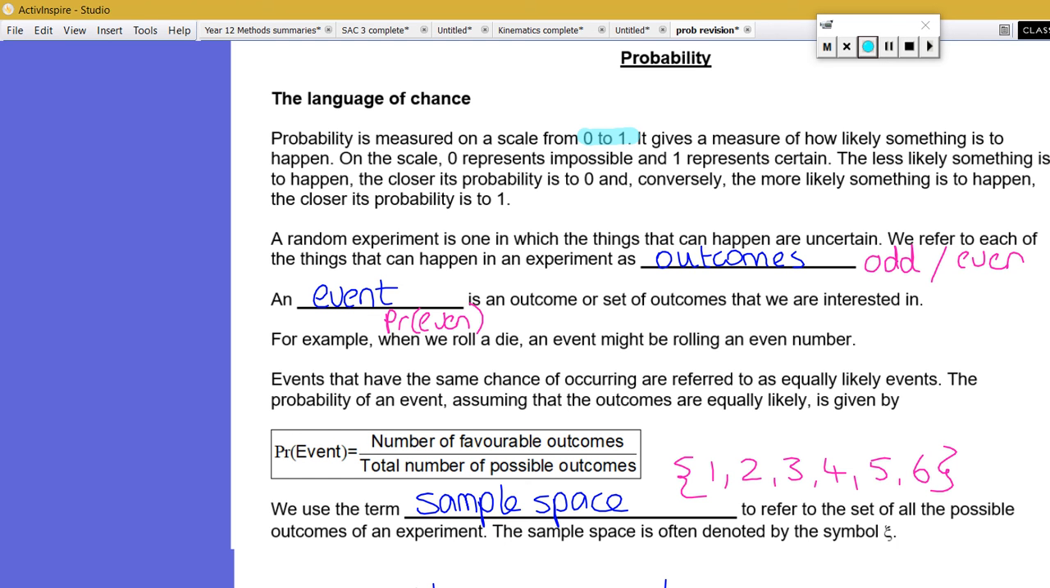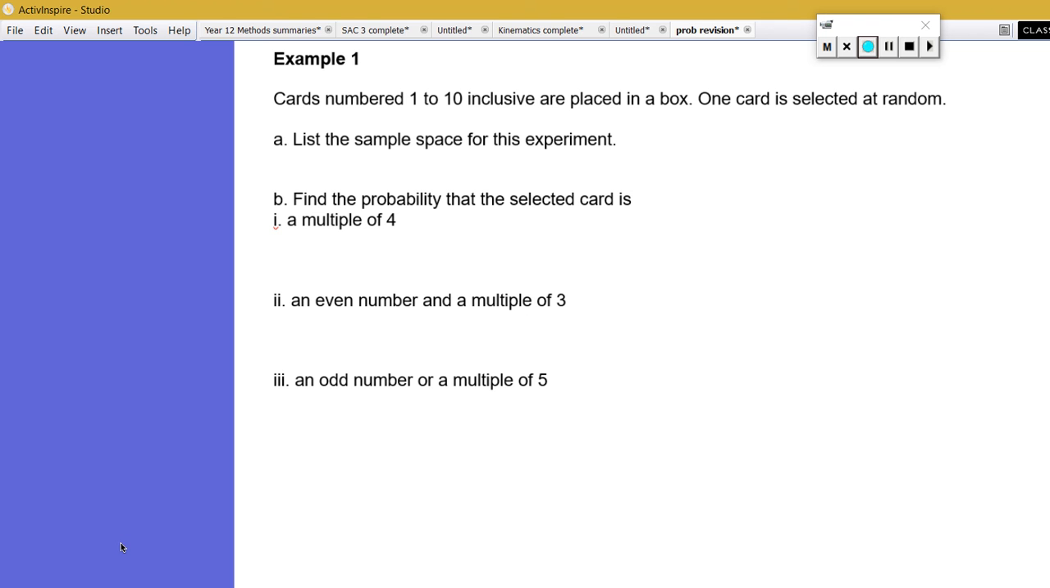Let's look at an example. In our first example, we've got cards numbered from 1 to 10, and we're going to choose one at random. So the sample space is all the different options from 1 right through to 10. Make sure that you separate them with commas and use those curly brackets. Now, the probability that the selected card is a multiple of 4: there are two multiples of 4, 4 and 8, out of 10 numbers. I'm writing it as a proportion, and remember, fractions must always be simplified. You can't leave an unsimplified fraction.